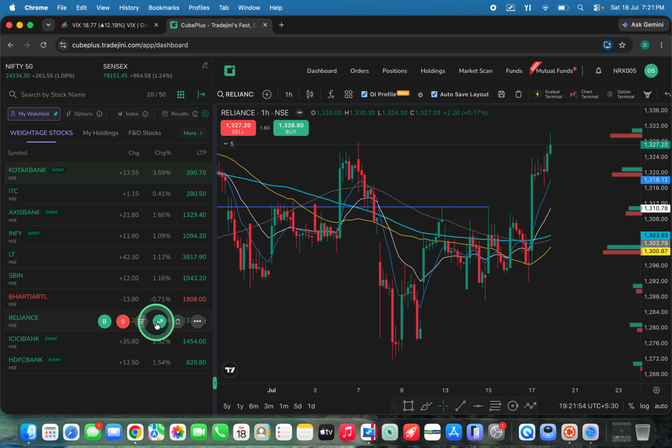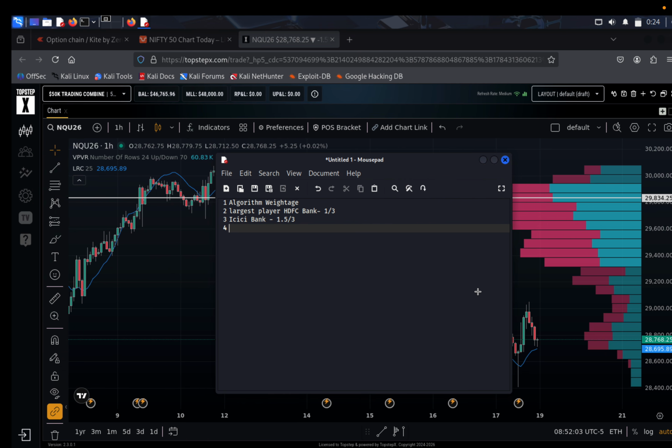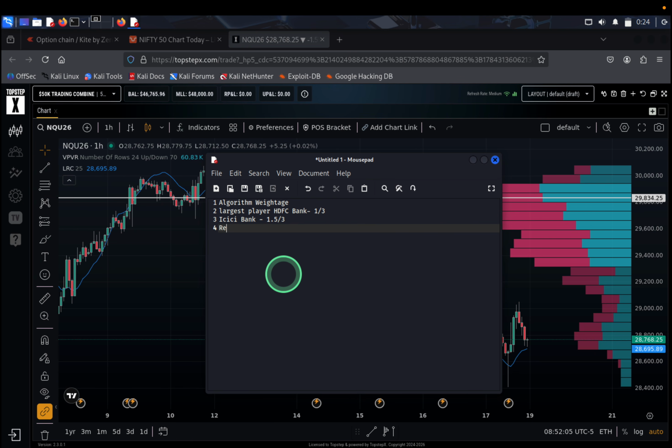Reliance, which had really nice results, is also in an uptrend. We'll score that as 2.5 out of 3.